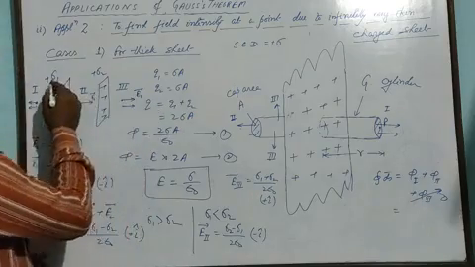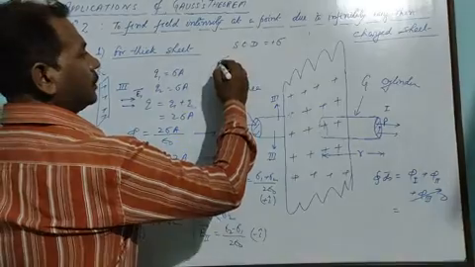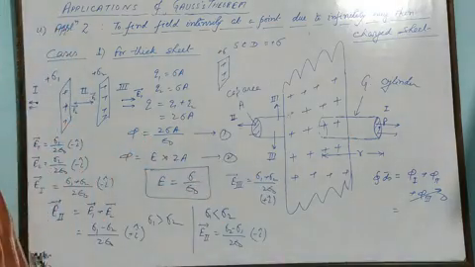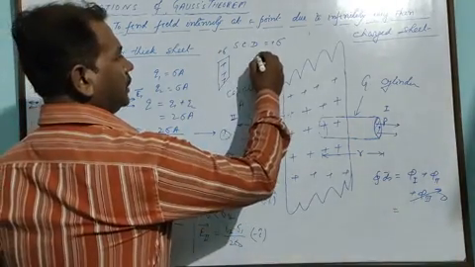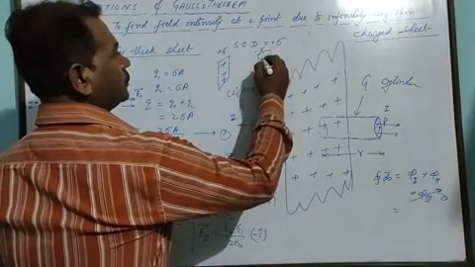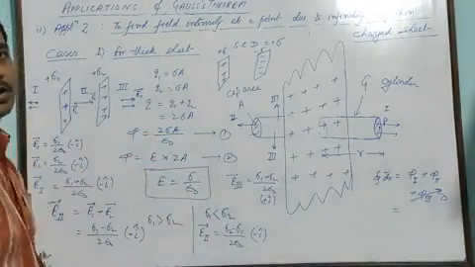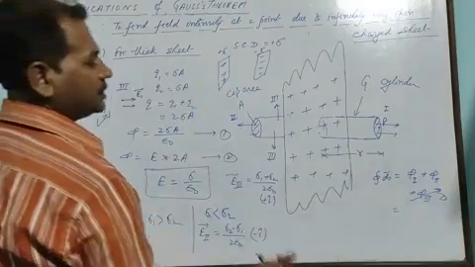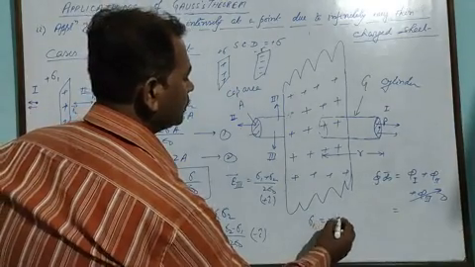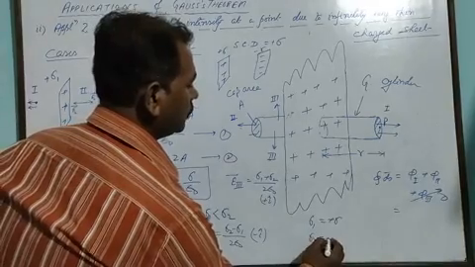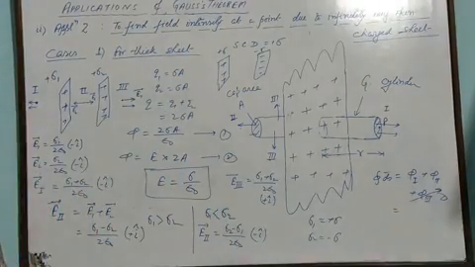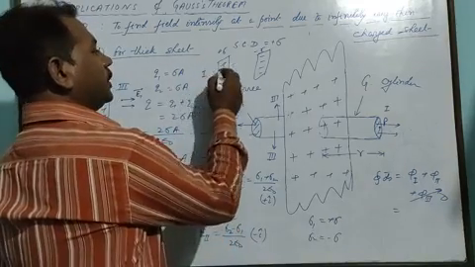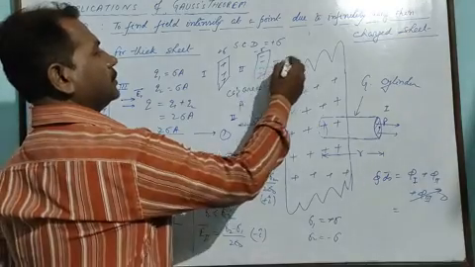If the question changes, where one sheet is showing plus sigma and the second sheet is of negative charge, again you can substitute. In this particular case, sigma 1 is equal to plus sigma, and sigma 2 is equal to minus sigma. According to that, you can take the direction and go for the field intensity in zone 1, zone 2 and zone 3. You can do it yourself.